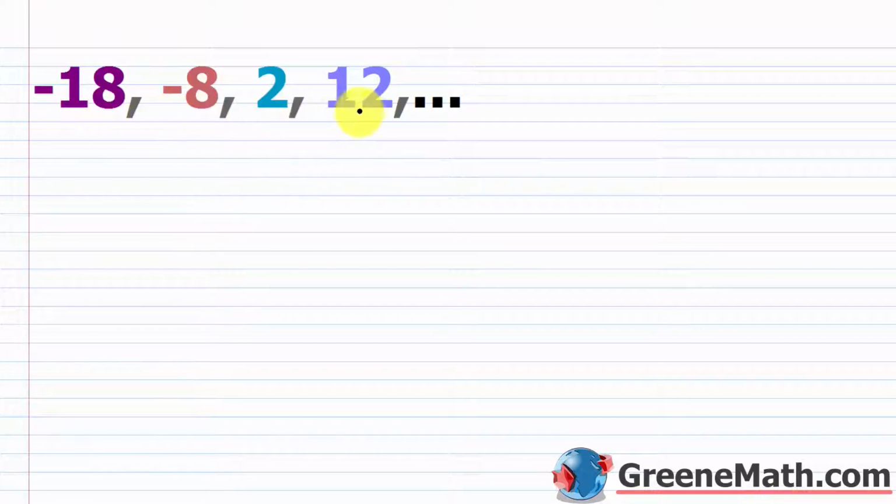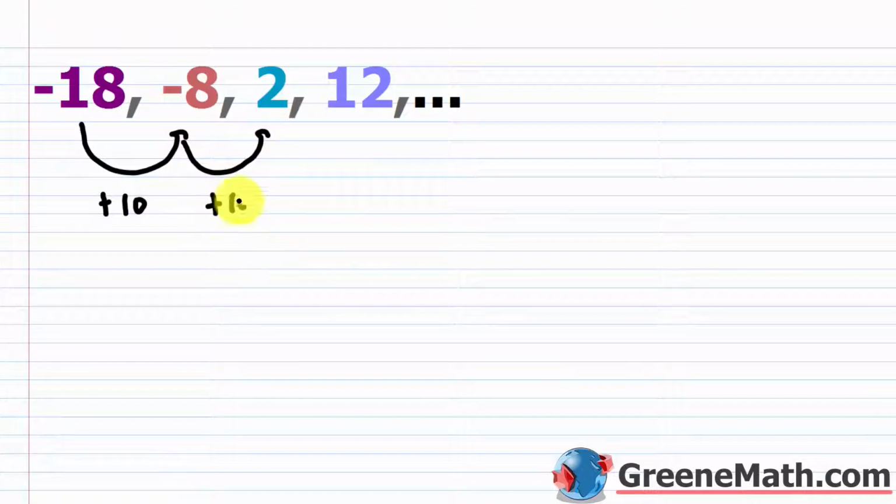Suppose we had this list of numbers: -18, -8, 2, 12, and then these 3 dots. This, again, tells me that the pattern is going to continue forever. So what is the pattern here? If I go from -18 to -8, notice that I'm adding 10. If I go from -8 to 2, I add 10 again. Then from 2 to 12, I add 10 once again. So in each case, this same number gets added.